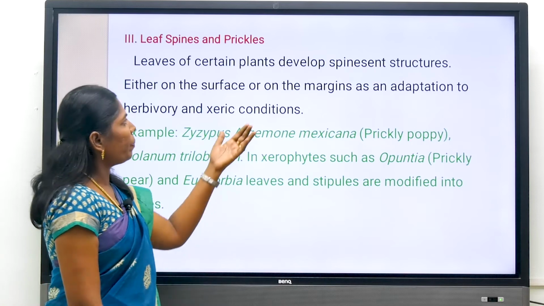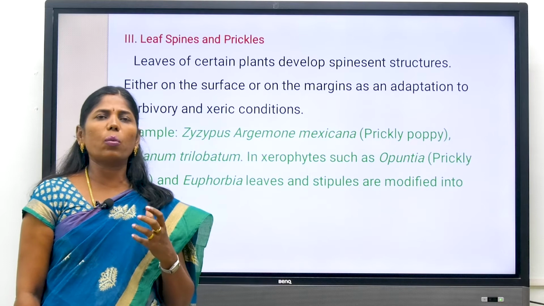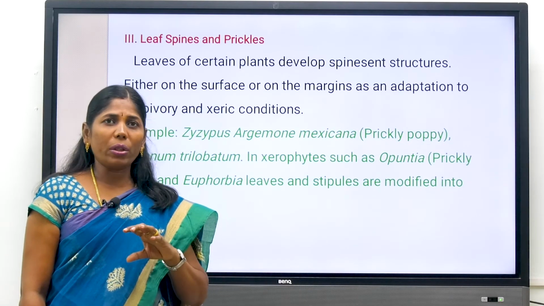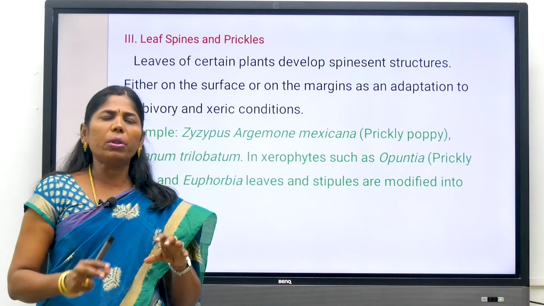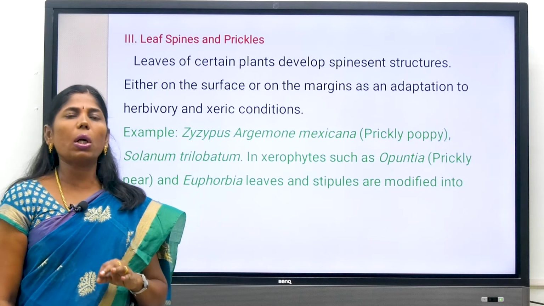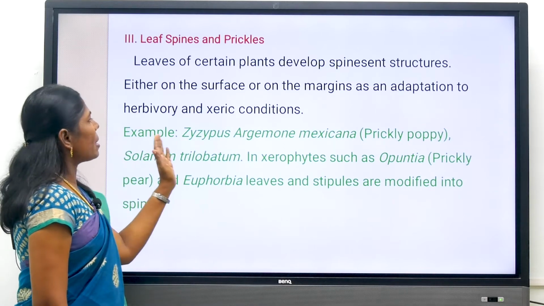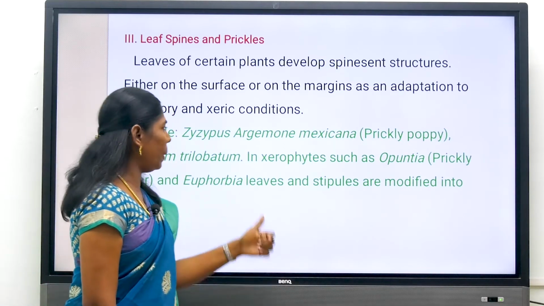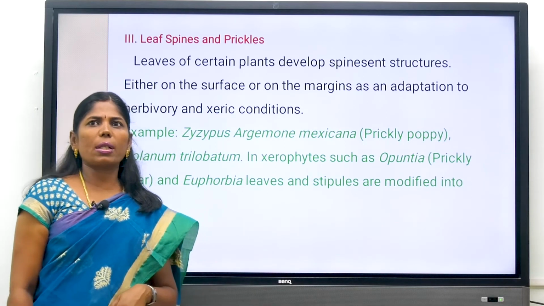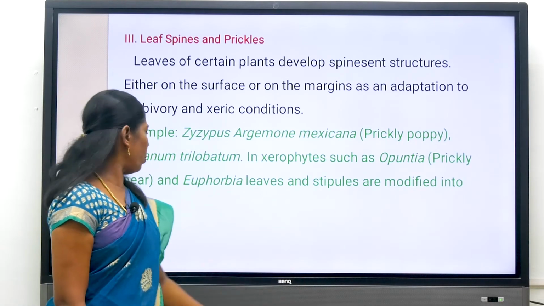So that is very important, as it is adapted to xeric conditions. Xeric conditions means where there is water deficiency. In such places, plants want to survive, they want to escape transpiration, so they have to make such modifications. They have certain features based on the place. Examples are Ziziphus, Argemone mexicana, prickly poppy and Solanum trilobatum, okay. The next one is xerophytes such as Opuntia. Another one is Euphorbia, where leaves and stipules are modified into spines.